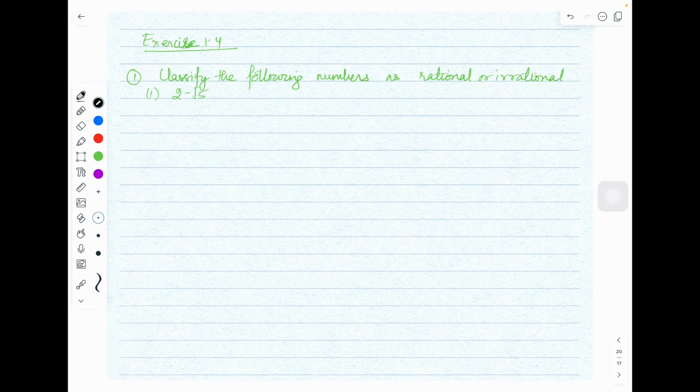We know the value of root 5. I have told you the value of root 5. The decimal expansion of root 5 is 2.236 and so on. I have told you. It can be root 7.